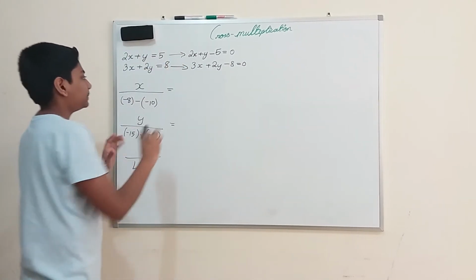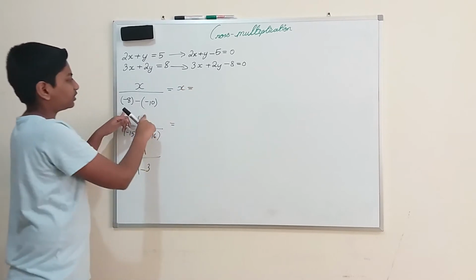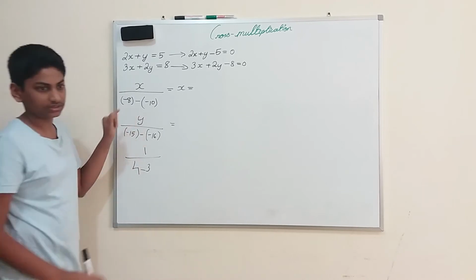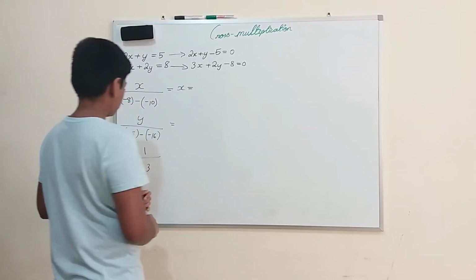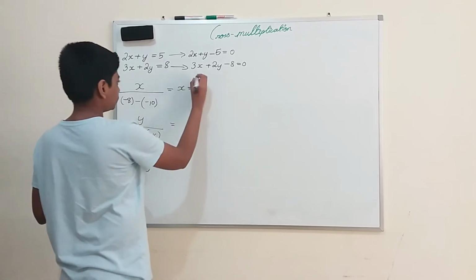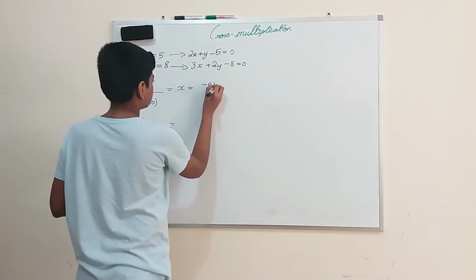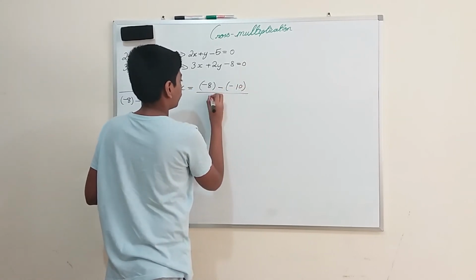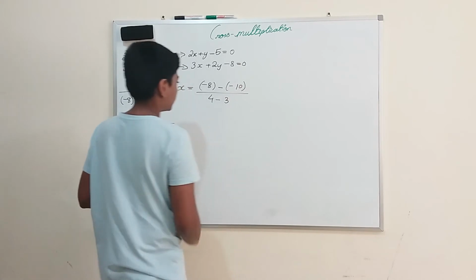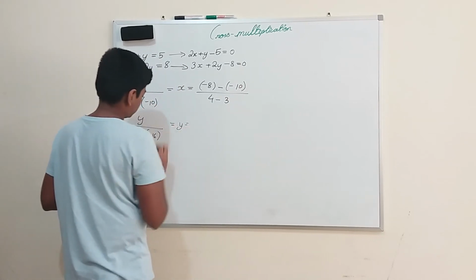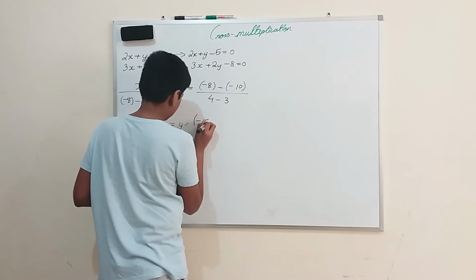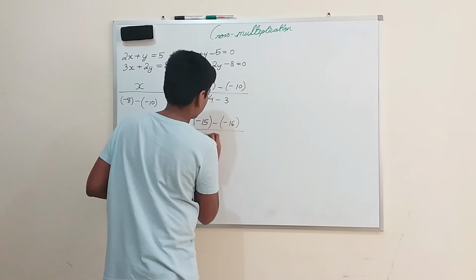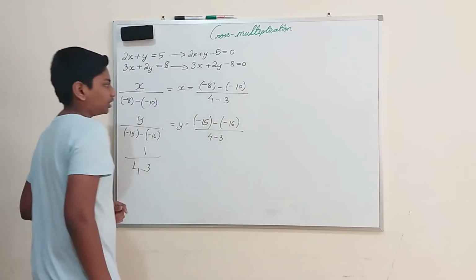Now the denominator of x will become the numerator, and the denominator of 1 will be the denominator for this, okay. So x will be equal to minus 8 minus 10 by 4 minus 3, okay. Here y will also be equal to minus 15 minus 16 by 4 minus 3. Now we will just solve them.